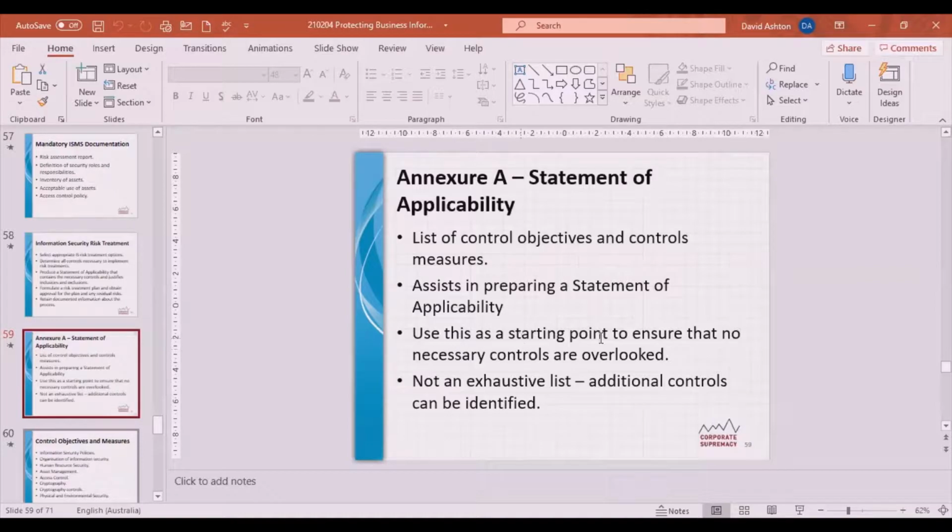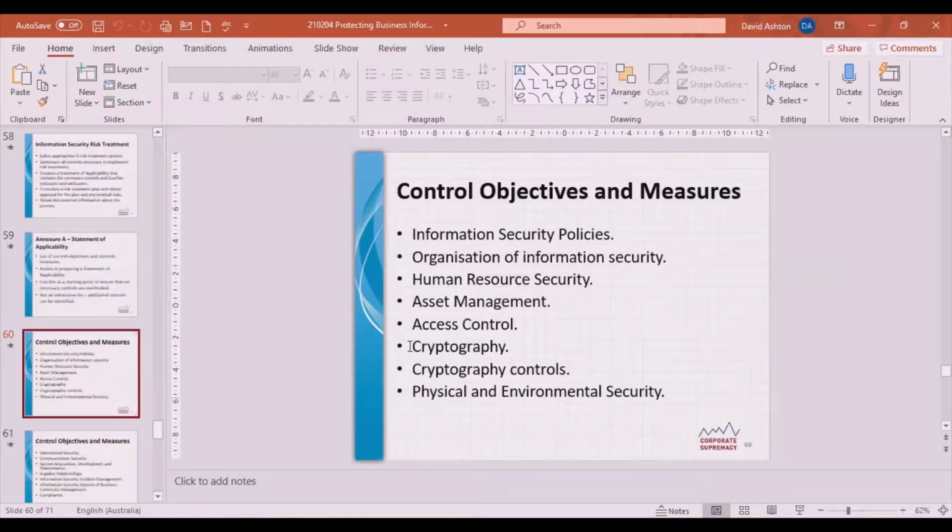So use that statement as a starting point. It's not an exhaustive list, and you may have other controls that you wish to put in place. So some of the control objectives and the measures: information security policies, organisation of information security, human resource security. So that's around access controls, so which staff have access to what.